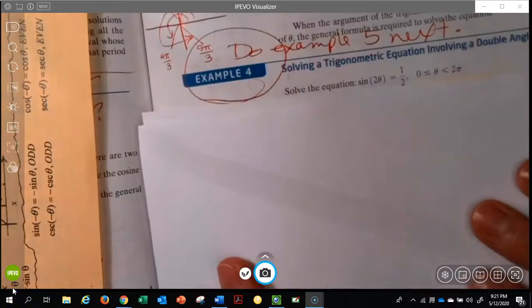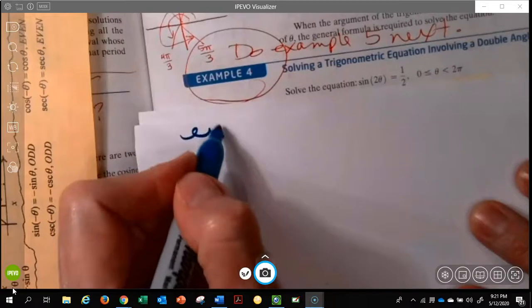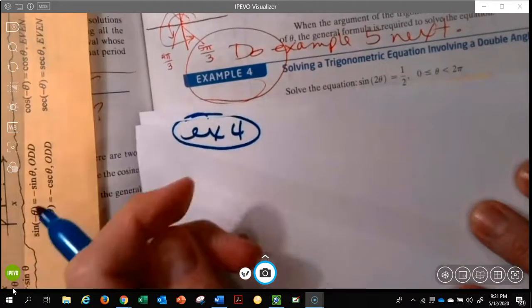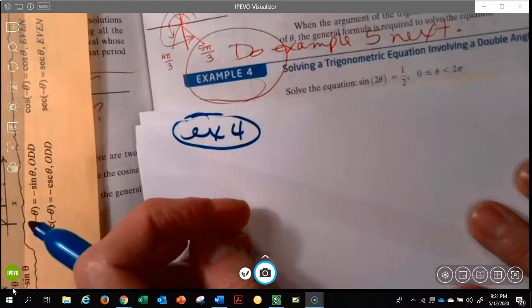So looking at example 4. I folded my paper. I'm having issues with my table and my document camera, but we are now at example 4. And by the way, I don't think I've mentioned the page number yet. We are in section 7.3. I'm now on page 471.